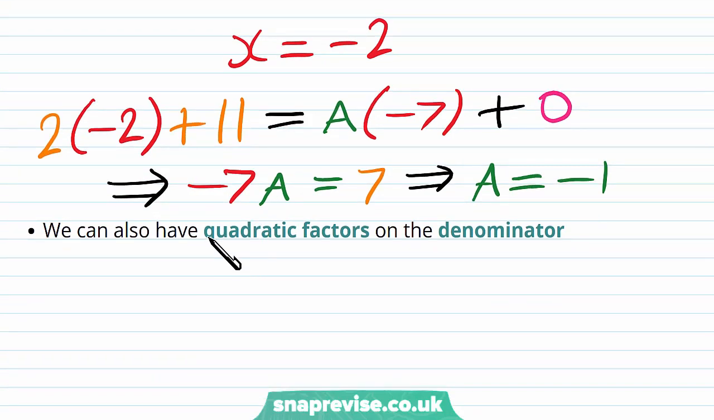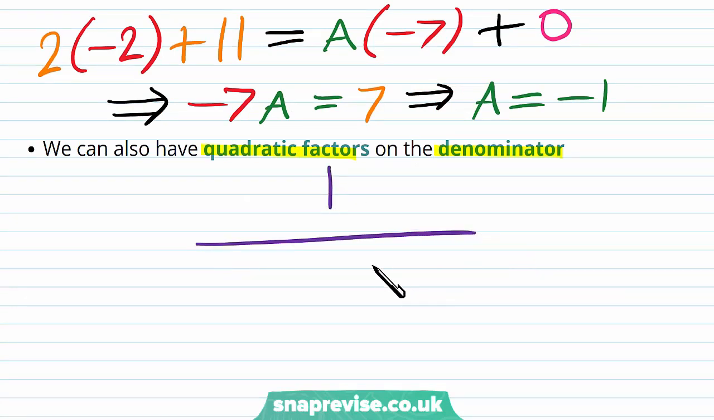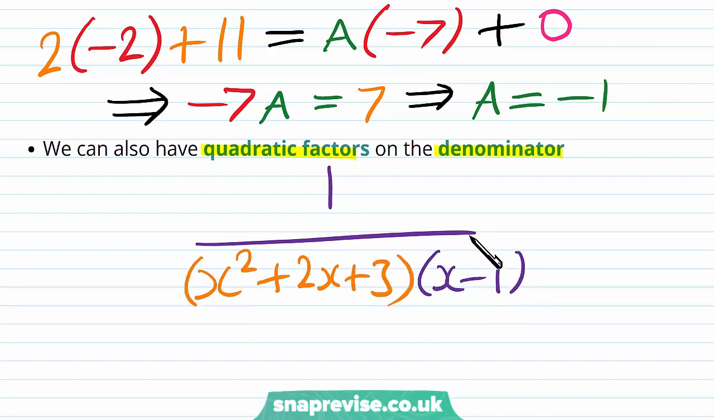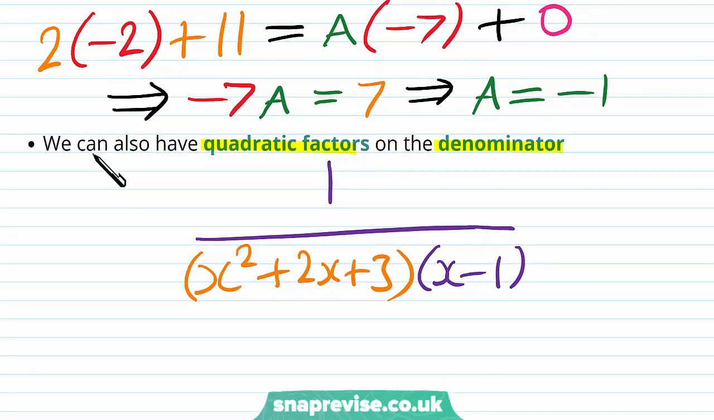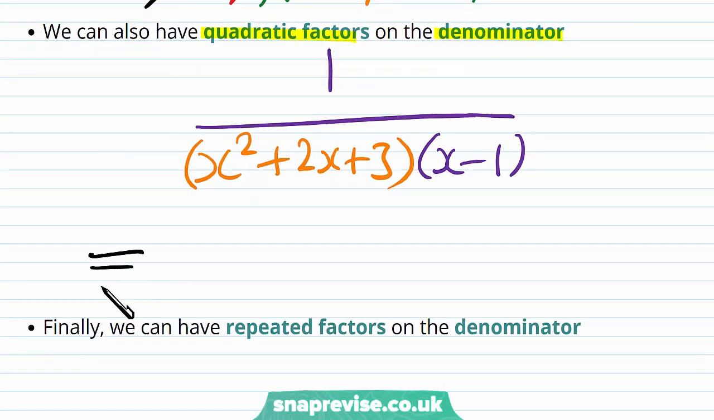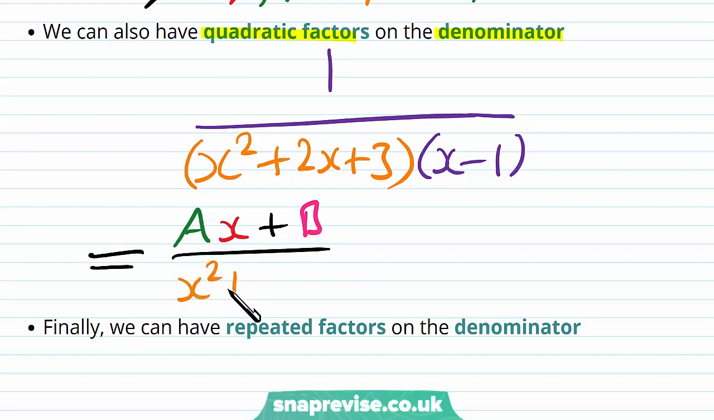Now we can also have quadratic factors on the denominator. Let's say we had 1 over x squared plus 2x plus 3 multiplied by x minus 1. Here we have a quadratic factor on the denominator. We then guess the form of the decomposition as ax plus b over the quadratic factor x squared plus 2x plus 3, and then plus c over the linear factor x minus 1.